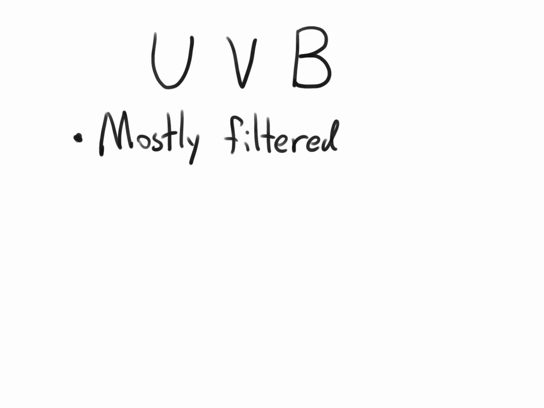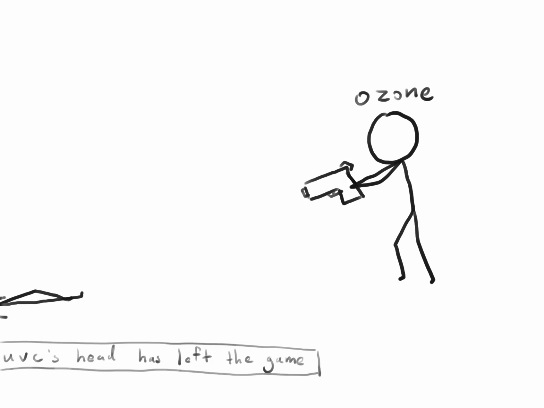UVB is mostly filtered by the atmosphere and the ozone. It makes up 5% of the UV rays that reaches Earth. UVC is the most damaging UV ray, but it never really reaches Earth's surface.